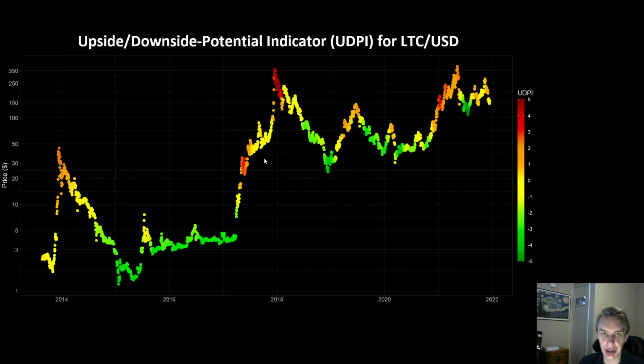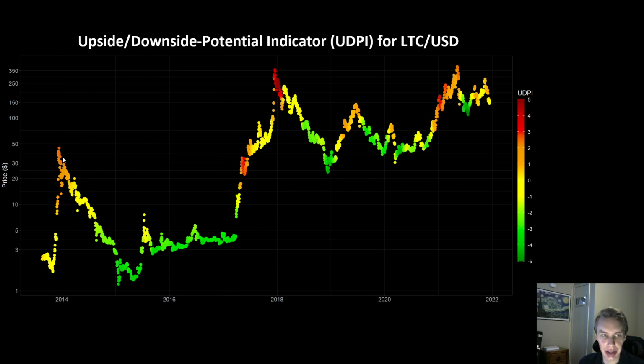So if you're returning to the channel, you've seen these types of graphs very often. What I'm showing you here is the price history of Litecoin over time, with the price in logarithmic form. Each dot is a day, and each day is color-coded based on the output of our risk indicator, the upside-downside potential indicator, or UDPI. A score of 5 means high risk. That's when the upside potential is quite low and downside potential is quite high. -5 is low risk. That's when the downside potential is quite low and upside potential is quite high.